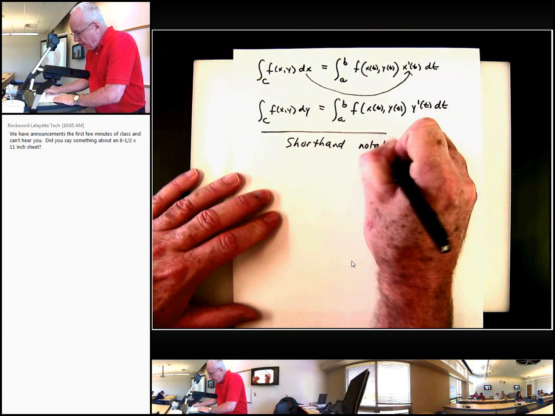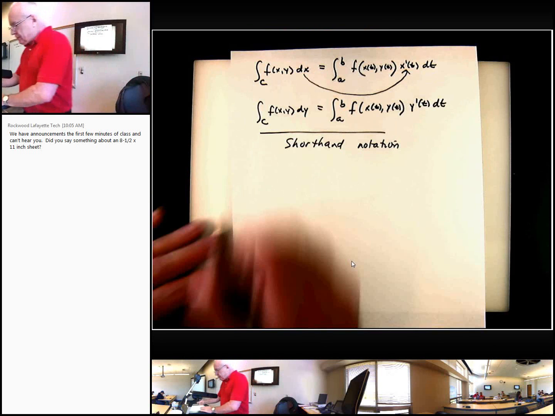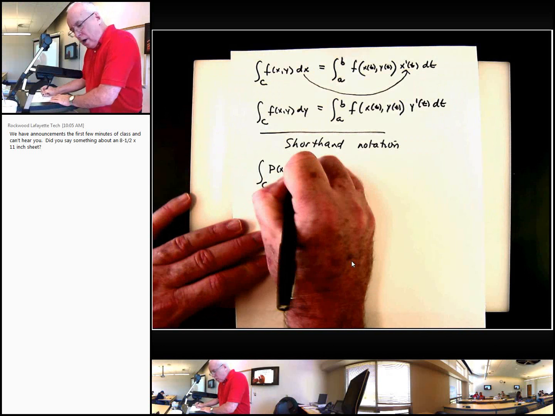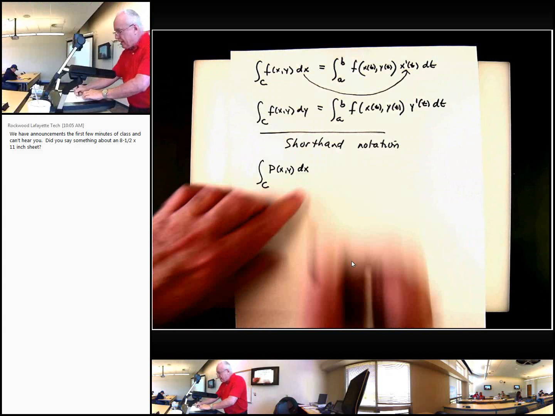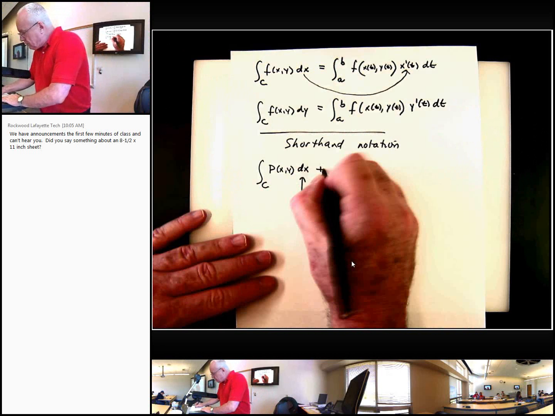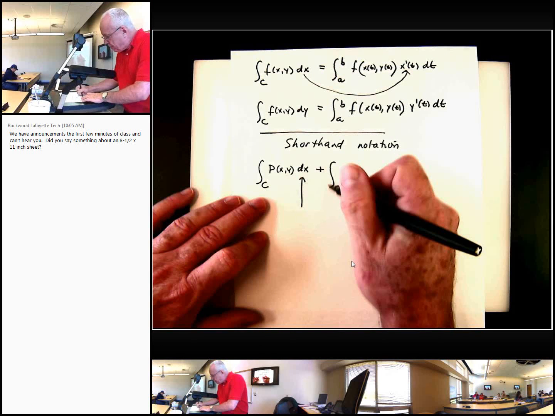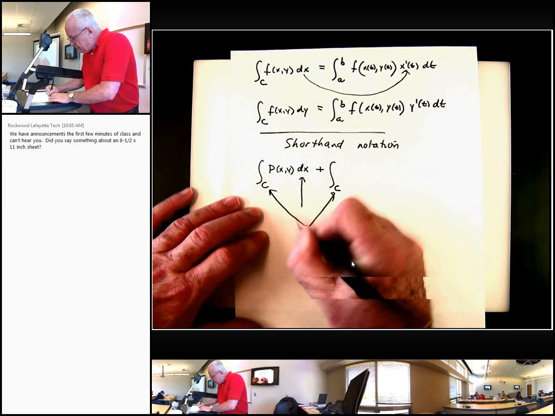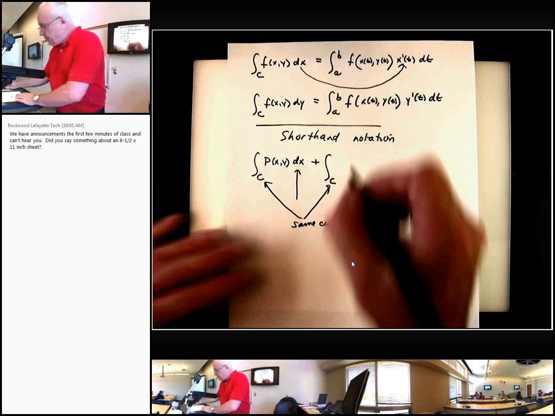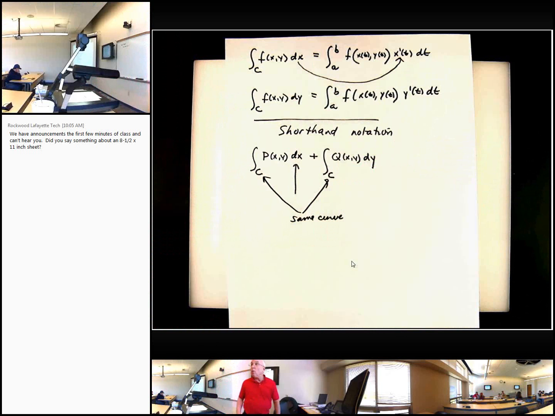Say we're evaluating this. Say we've got the integral over some curve C of some function p of x and y, and we're integrating with respect to x. And say we're also wanting to integrate over the same curve. So in this case, this is the same curve. And now we have a different function, we'll call it q of x y, and we want to integrate this one with respect to y.